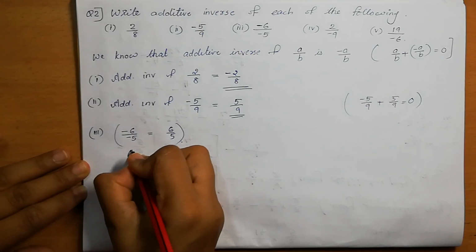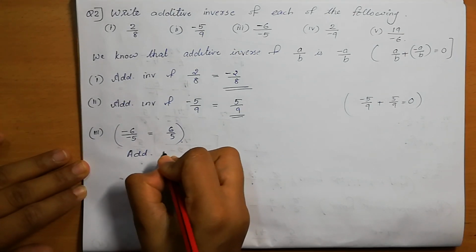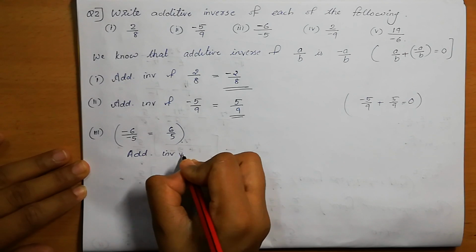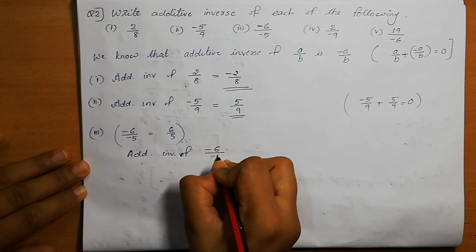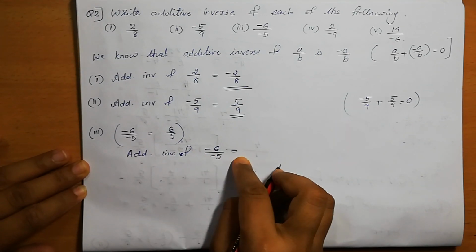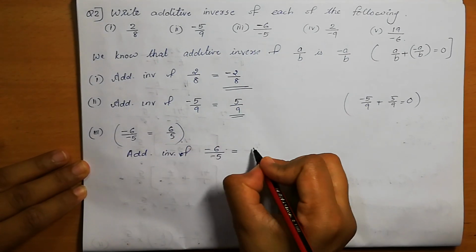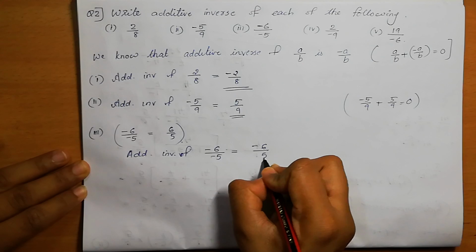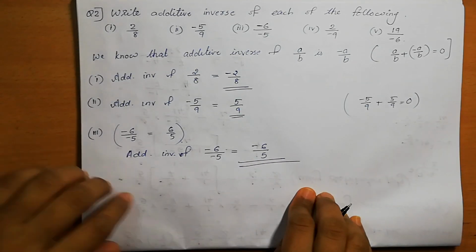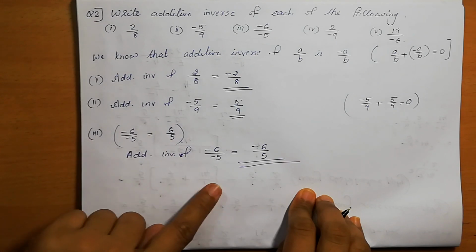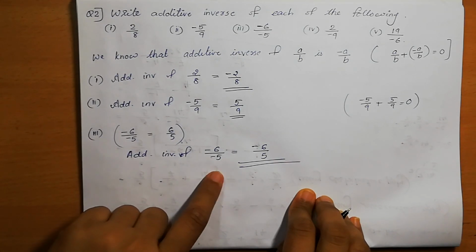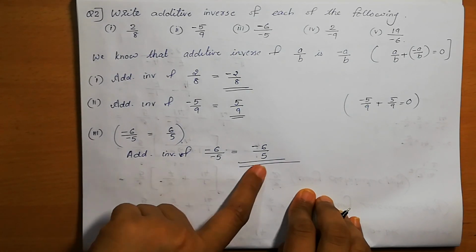We can write additive inverse of minus 6 by minus 5. That means 6 by 5. Correct. So additive inverse of 6 by 5 is minus 6 by 5. Just we need to change the sign. Correct. Therefore we can write additive inverse of minus 6 by minus 5 equal to minus 6 by 5.